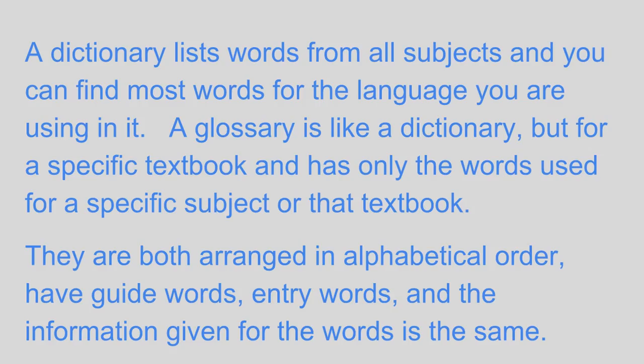A dictionary lists words from all subjects, and you can find most words for the language you are using in it. A glossary is like a dictionary, but for a specific textbook, and has only the words used for a specific subject or that textbook. They are both arranged in alphabetical order, have guide words, entry words, and the information given for the words is the same. This has been a brief introduction to dictionaries and glossaries.